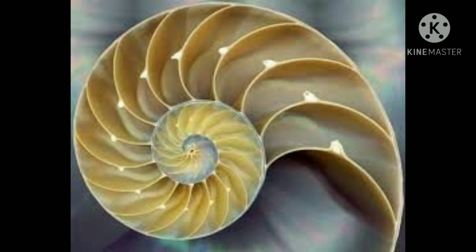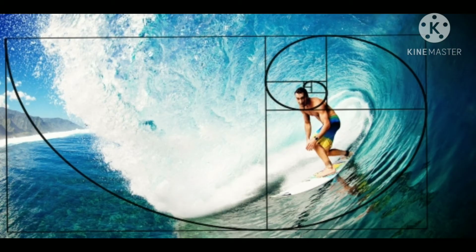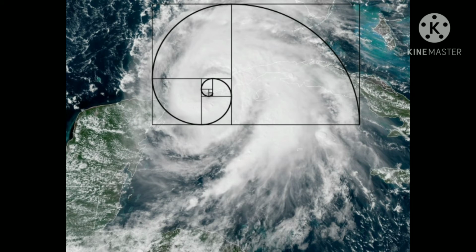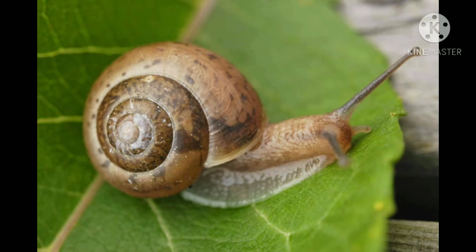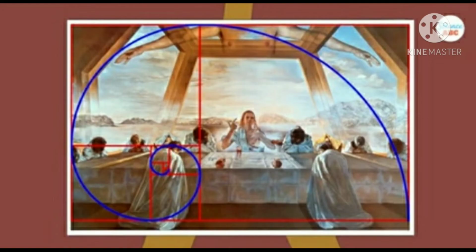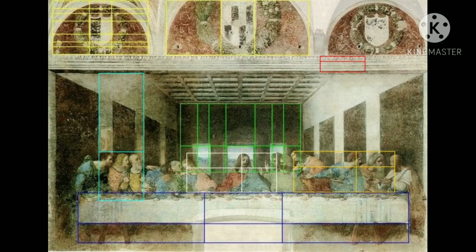Seashells are one of the common examples of the golden spiral in nature. Ocean waves, hurricanes, flower buds, snail shells, spider webs are some of many naturally occurring examples. Many artists use the golden ratio or spiral in their creative works. Legendary painter Salvador Dali explicitly used the ratio in his masterpiece, The Sacrament of the Last Supper.